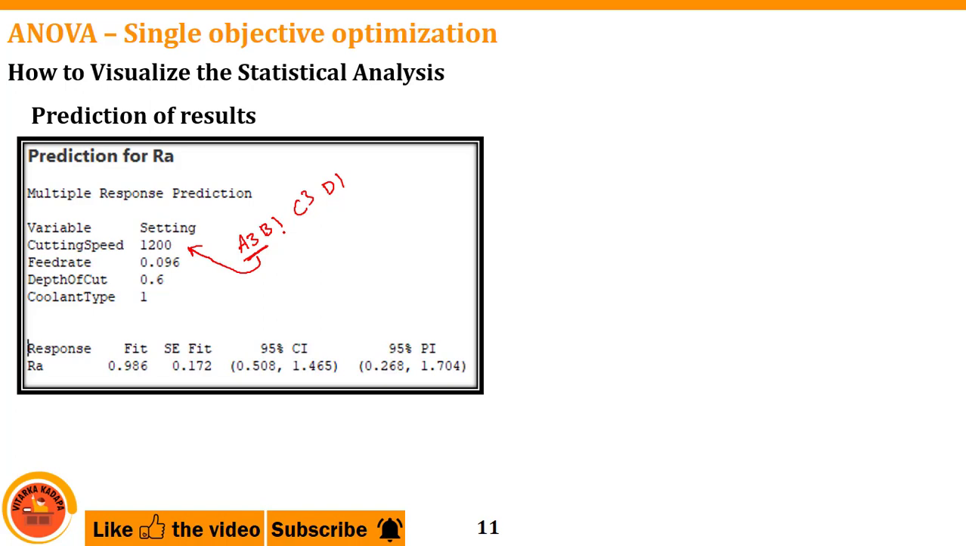A3 is at 1200, B1 is at 0.96, C3 is at 0.6 depth of cut, and D1 is at coolant type 1. And here if you try to fit, we are getting the fit as 0.96. That means 0.96 is the RA value, and this RA is at 95% confidence level, 95% probability interval. So these intervals are more important. I have a separate video on this same confidence interval, so that we can understand this one.